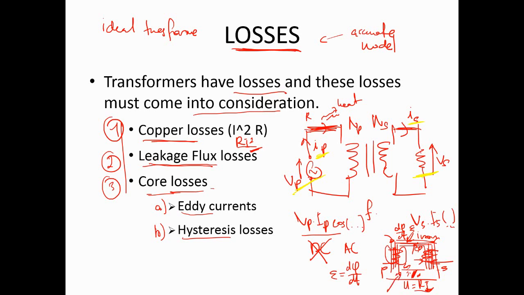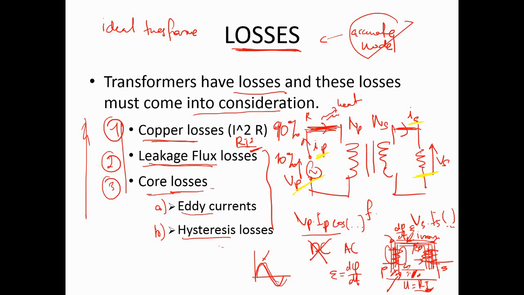Hysteresis losses is related to the characteristic of the material of the iron core. Basically, when we pass a sinusoidal current through it, not all the energy is returned; some of the energy is absorbed and stored inside the material. And when we go from positive to negative, a certain amount of energy is lost inside the material. So that's what hysteresis loss is. But basically, we could say that 90% of the losses, the major losses, are copper losses, and the other 10%, the minor losses, are caused by leakage flux losses and core losses. Right. So a more accurate model would need the integration of all these three losses.